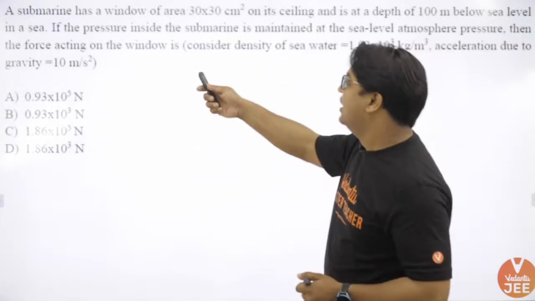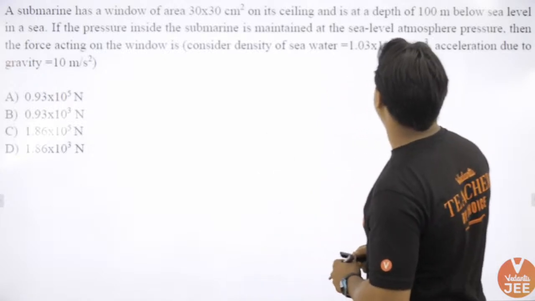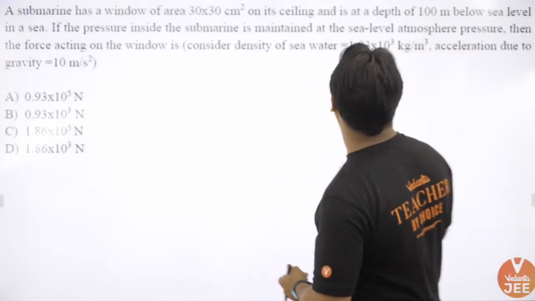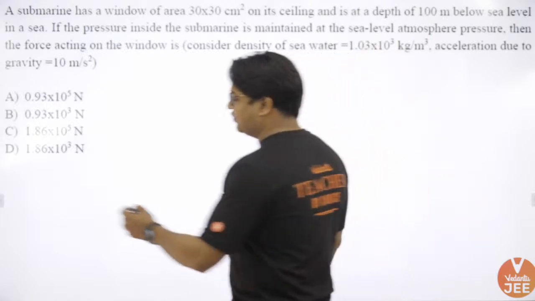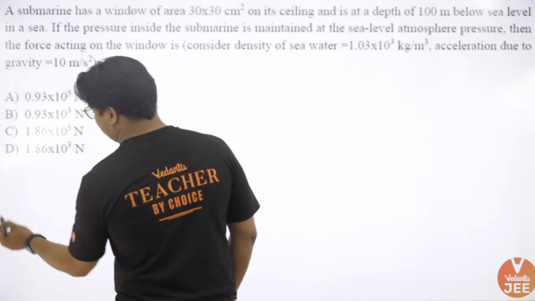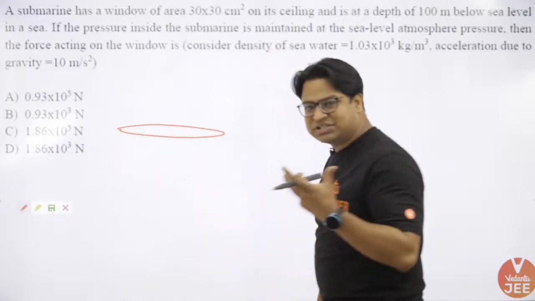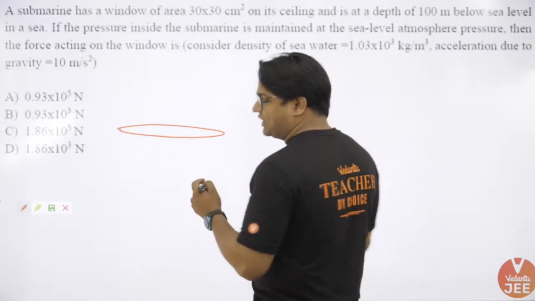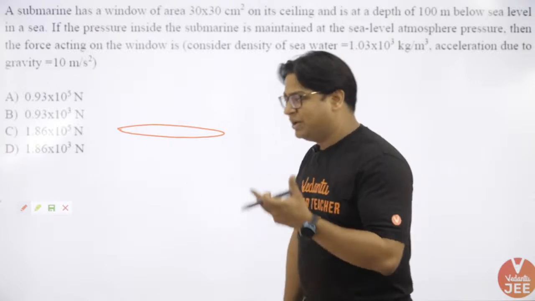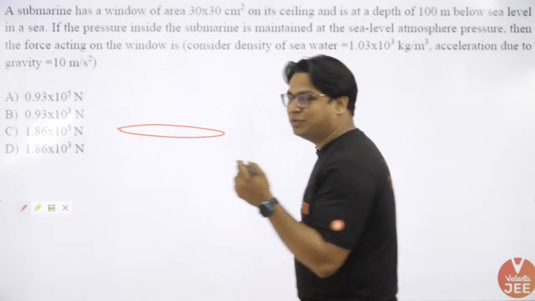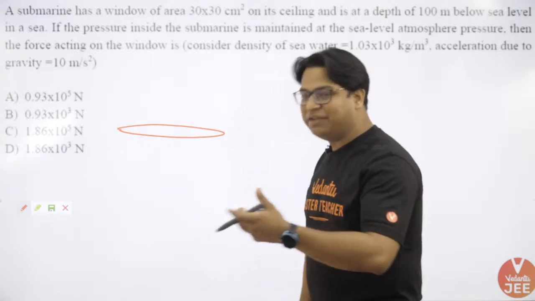So there is a submarine. If the pressure inside the submarine is maintained at the sea level atmosphere pressure, then the force acting on the window is. So guys, what we have to understand in this question is something like this. Let's consider a circular window. That is what we see when we see submarines in movies and all. I doubt that many of you would have seen a submarine in real life.